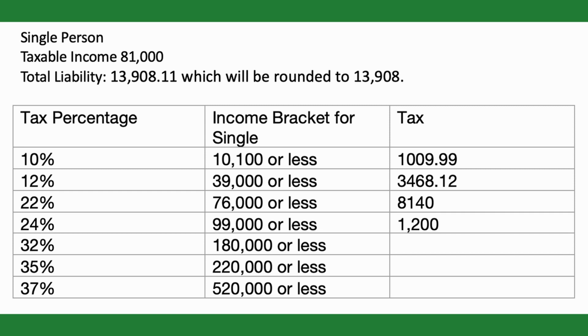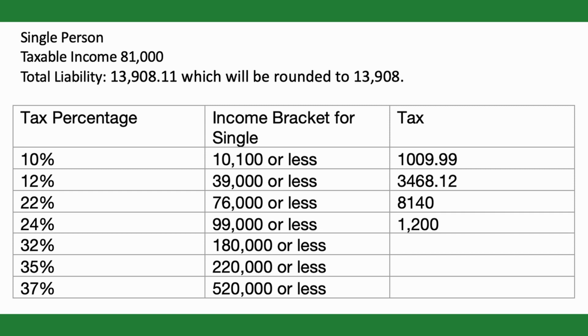So the first $10,099.99 of that $81,000 is subject to being taxed at 10%, which is $1,009.99. Then the income from $10,100 to $38,999.99 is going to be subject to 12%. The difference in income from that amount is $28,999. That being taxed at 12% is $3,468.12.